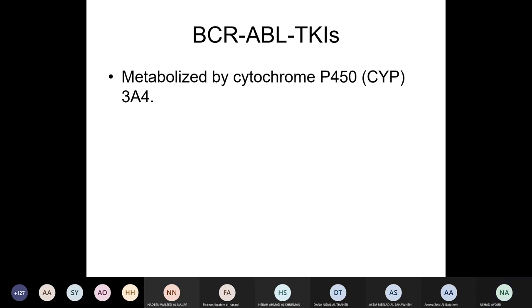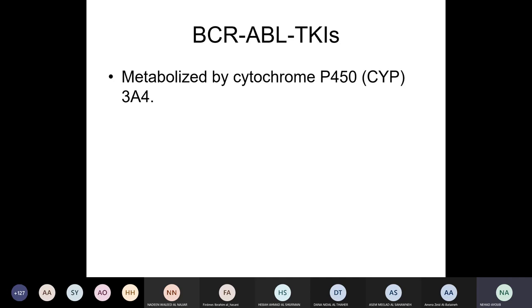TKIs, most of them, are substrates to CYP450, okay? So we expect drug interactions because of co-administered drugs or herbal remedies, for example, that can change the activity of CYP450. There is a big table in the textbook talking about drug interactions and administration. Okay, this is important.